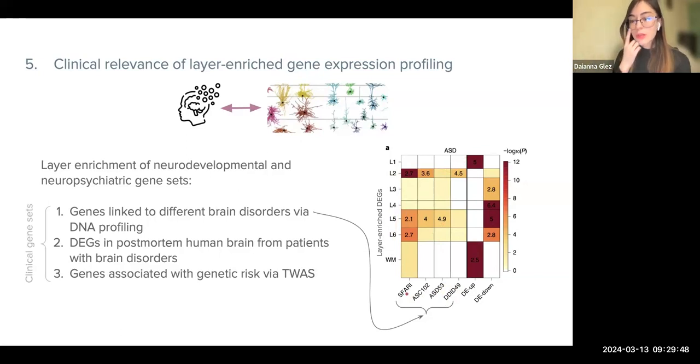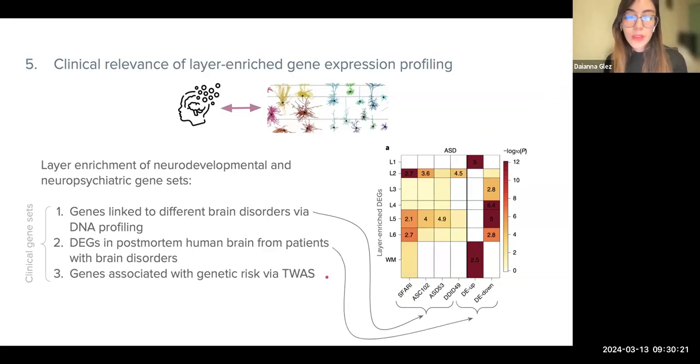So it was, I think, very interesting to see that when they divided the genes by clinical traits in which they are involved, we can see a separation of the enrichment in the layers when we take them together. So that would mean they are specific neuronal subclasses that are contributing to different clinical traits, even when we are studying the same psychiatric disorder, the autism spectrum disorder.